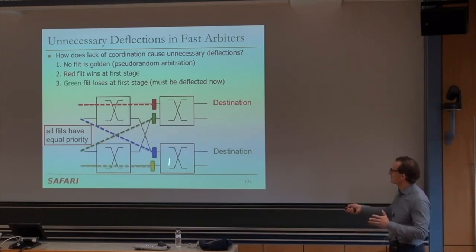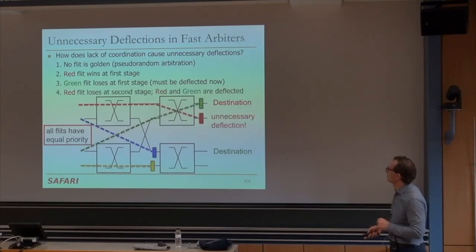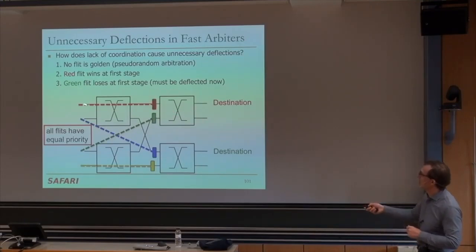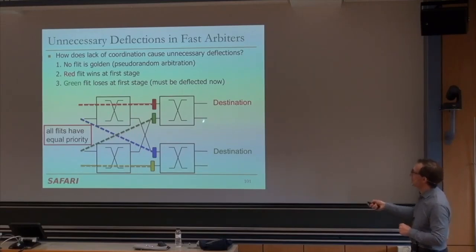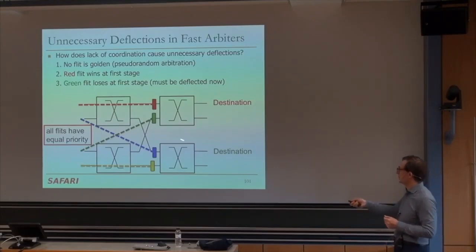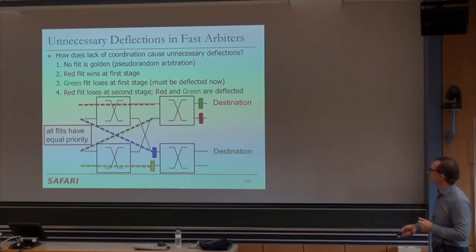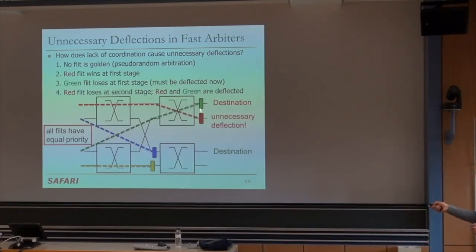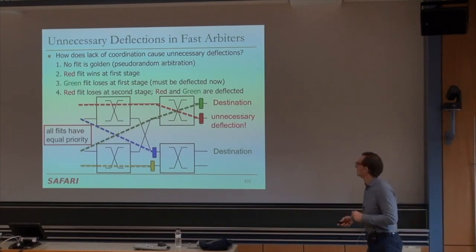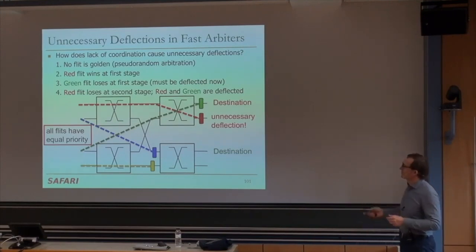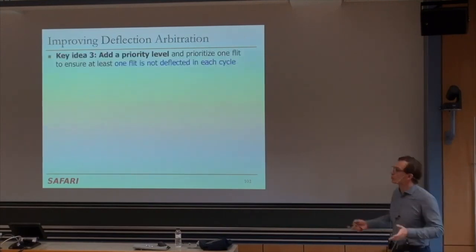And it doesn't matter, ignore the blue and yellow ones for now. So you basically get an unnecessary deflection, because even though the red one was prioritized over here and it was routed towards its destination, it got deprioritized over here because the decision was random and local to this two-input arbiter. So basically, both of these get deflected, and the red one's deflection was unnecessary, really. Okay, so we're going to fix this problem by being more coordinated.